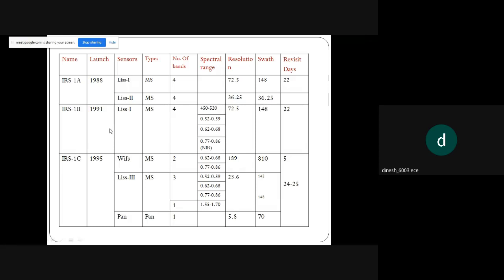Then in 1991, the IRS 1B was launched with the LISS multispectral bands 4 in the spectral range of 450 to 520 nanometers, 0.52 to 0.59, 0.62 to 0.68, 0.77 to 0.88 micrometers. All these three are in micrometers with a 72.5 resolution, 148 swath period, and 22 revisiting days.